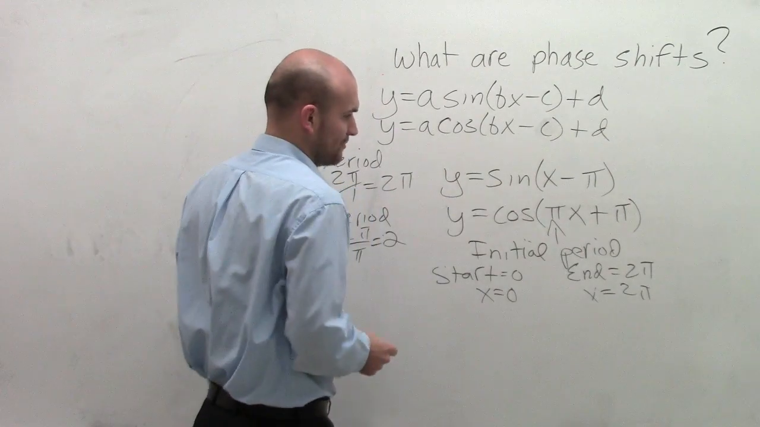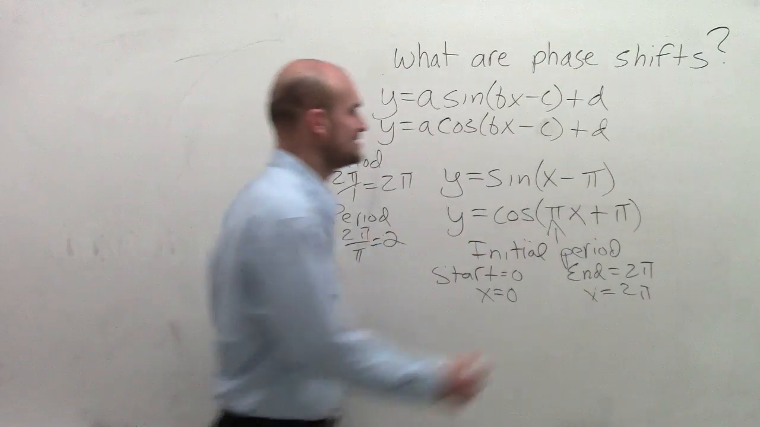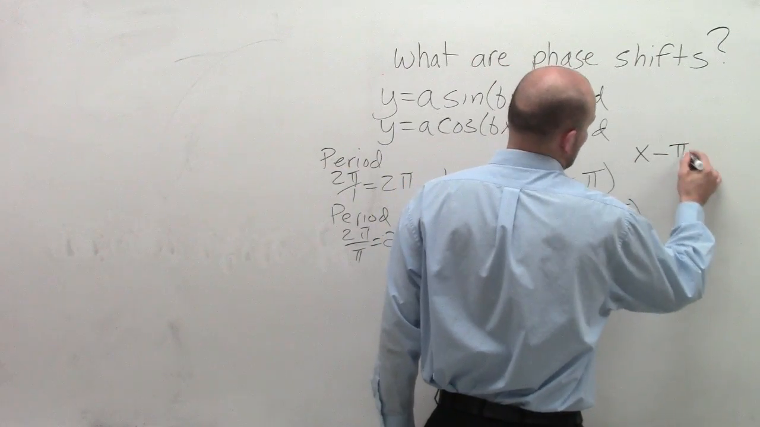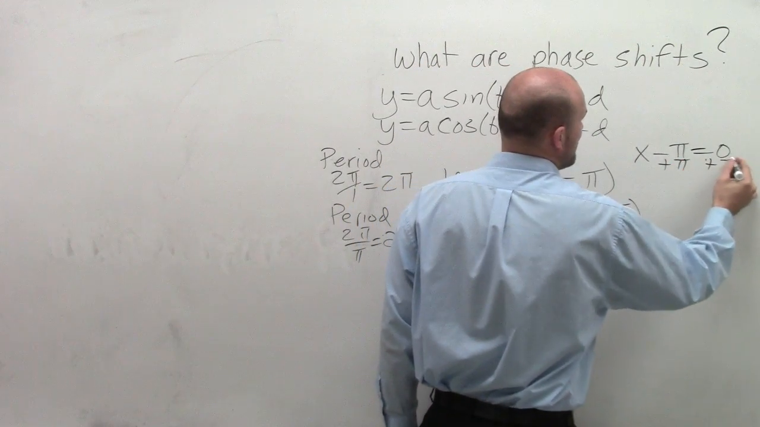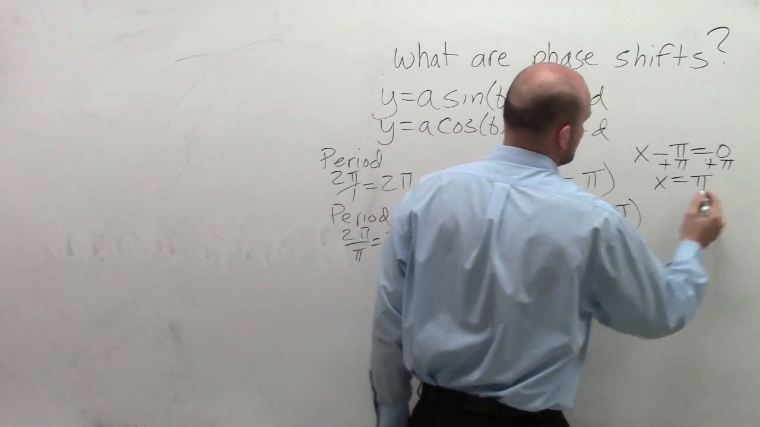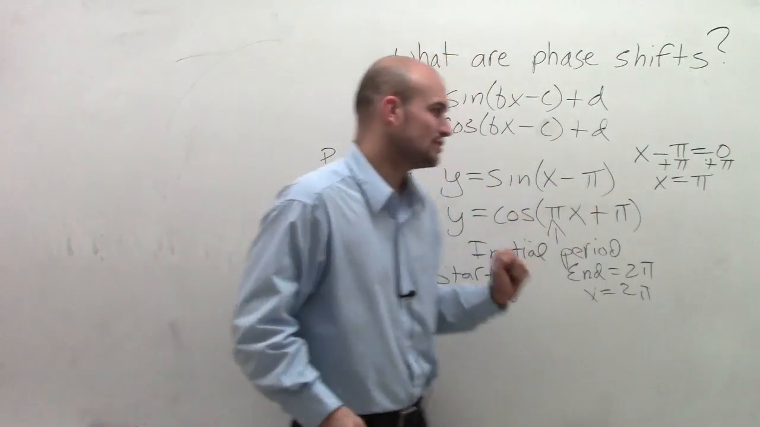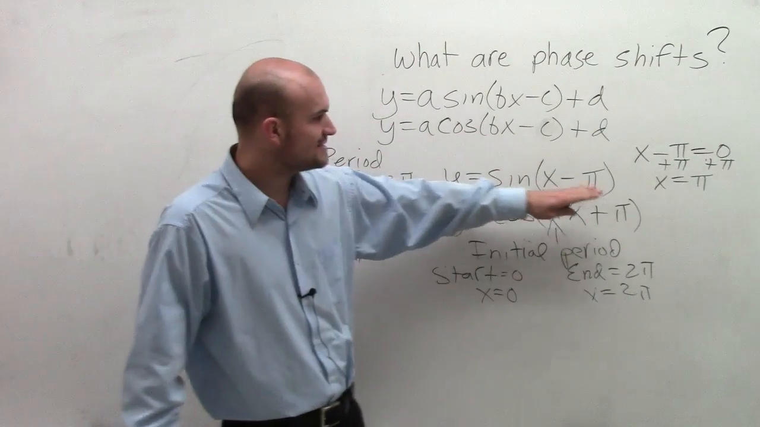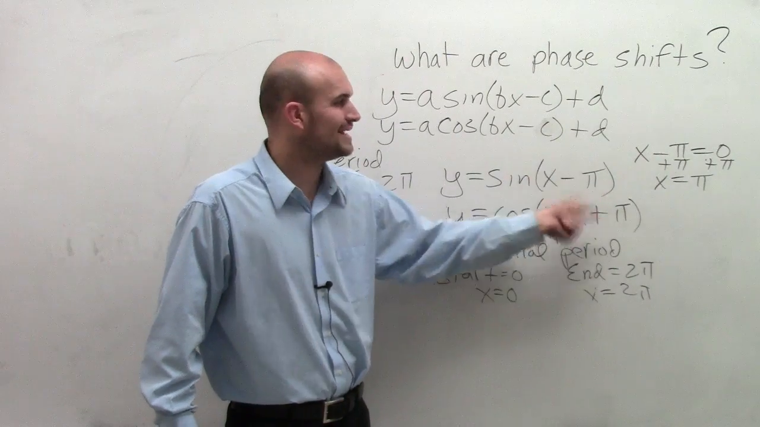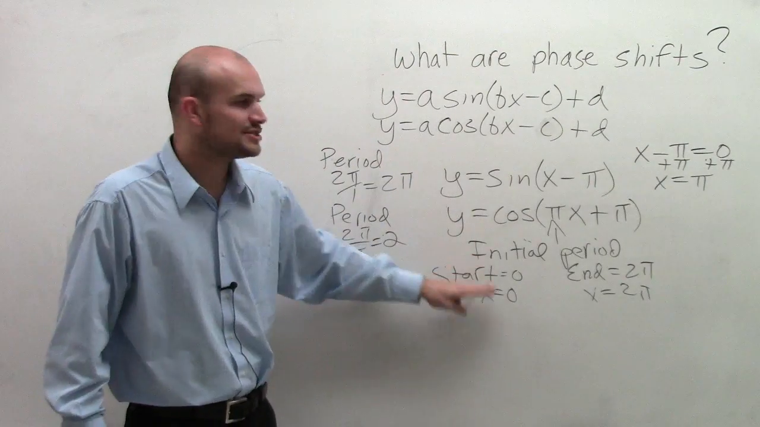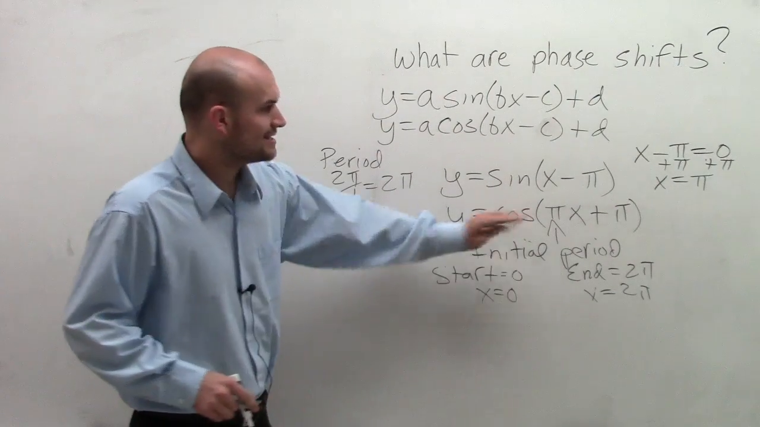So let's do that for this graph. If I wanted to find the phase shift, rather than just saying, oh, it's pi to the right, let's do x minus pi equals 0. Now, when you add pi, you get x equals pi, which tells us we shift our graph pi units to the right. So when trying to find your phase shift, you're always going to take whatever's inside your function and set it equal to 0, because that's the initial starting point of the initial period of your parent graph.